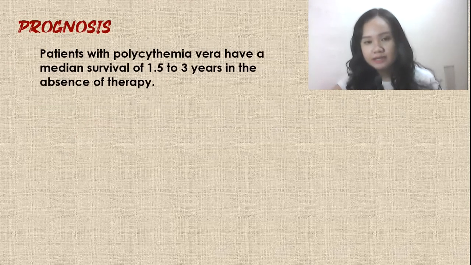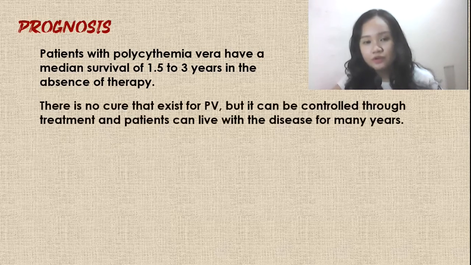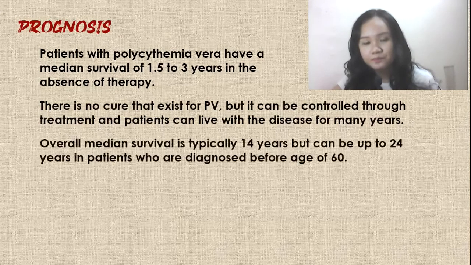Patients with polycythemia vera have a median survival of 1.5 to 3 years in the absence of therapy. There is no cure for polycythemia vera, but it can be controlled through treatment, and patients can live with the disease for many years. The overall median survival is typically 14 years, but can be up to 24 years in patients who are diagnosed before the age of 60.